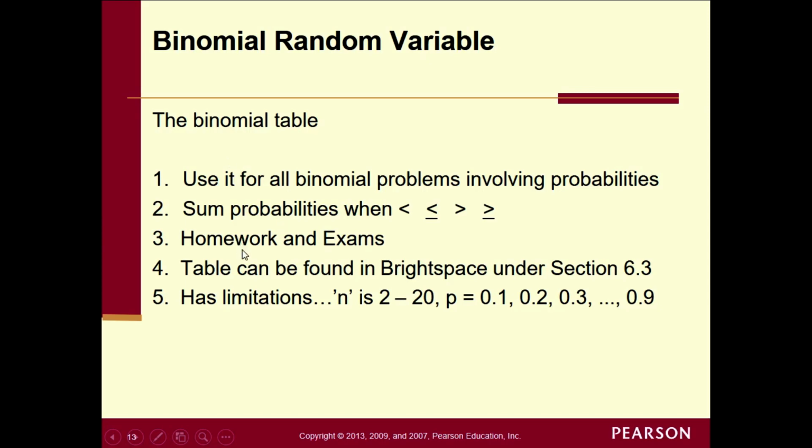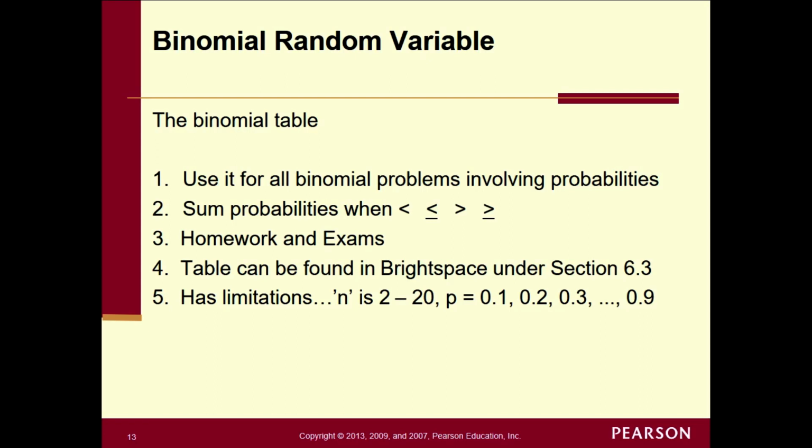This table you're going to be using for all homework and exams. So when you take your exam, you will get a copy of the full table, where n is equal to 2 to 20. Whatever I'm providing to you, you're also going to get for the exam. The table can be found in Brightspace under section 6.3. Maybe pause this video right now, go to section 6.3, and print out the table. That might be a good idea.